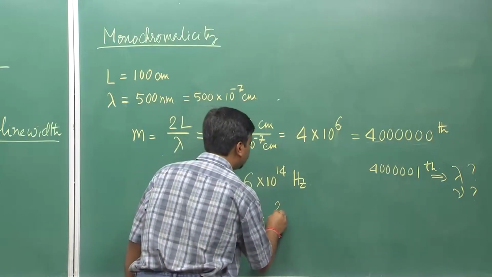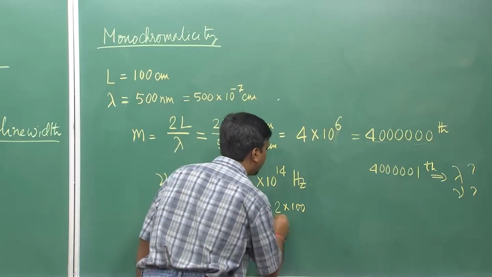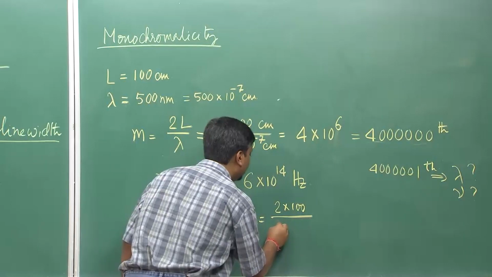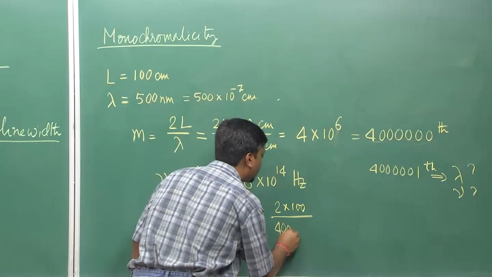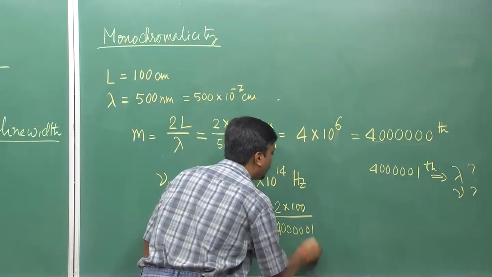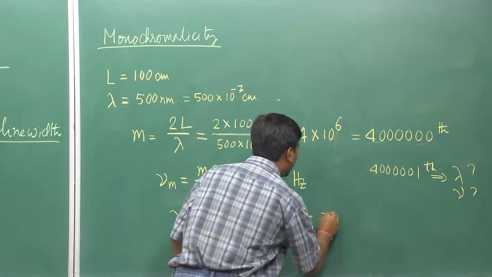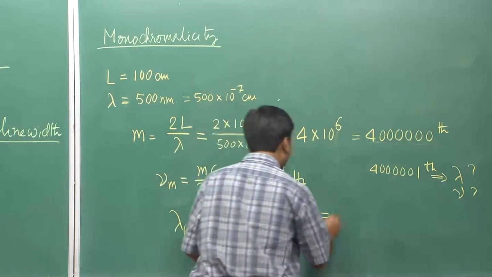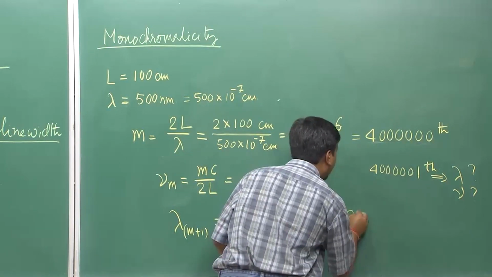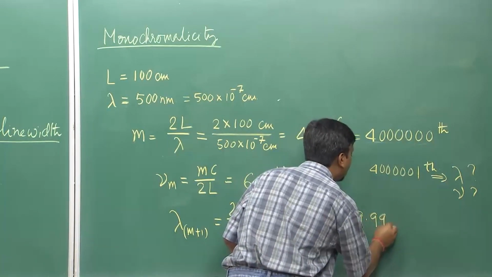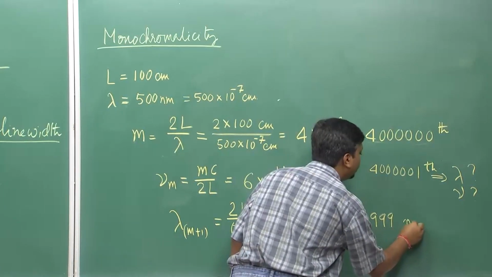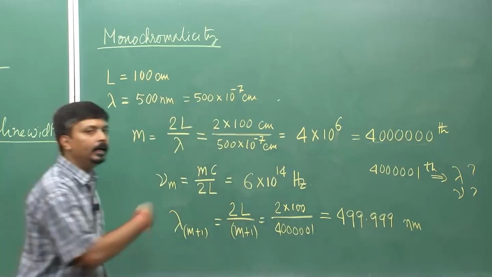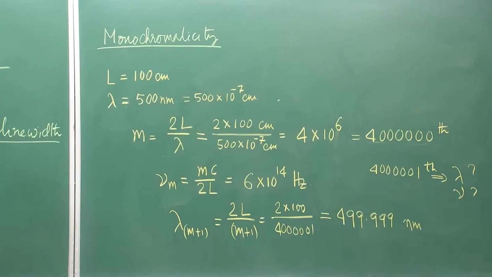So, again 2 into 100, and then you get 4 in terms of nanometer. Okay. So, you can verify this one by yourself.